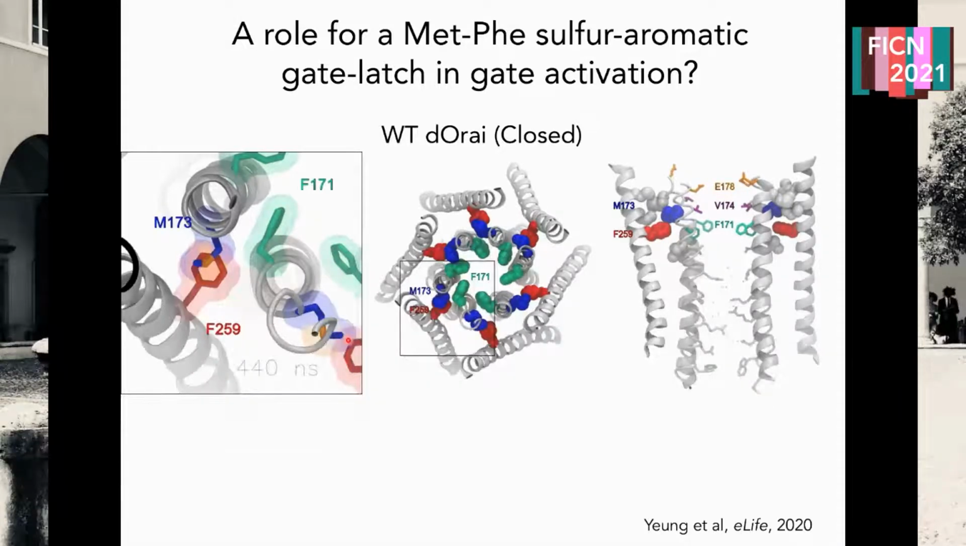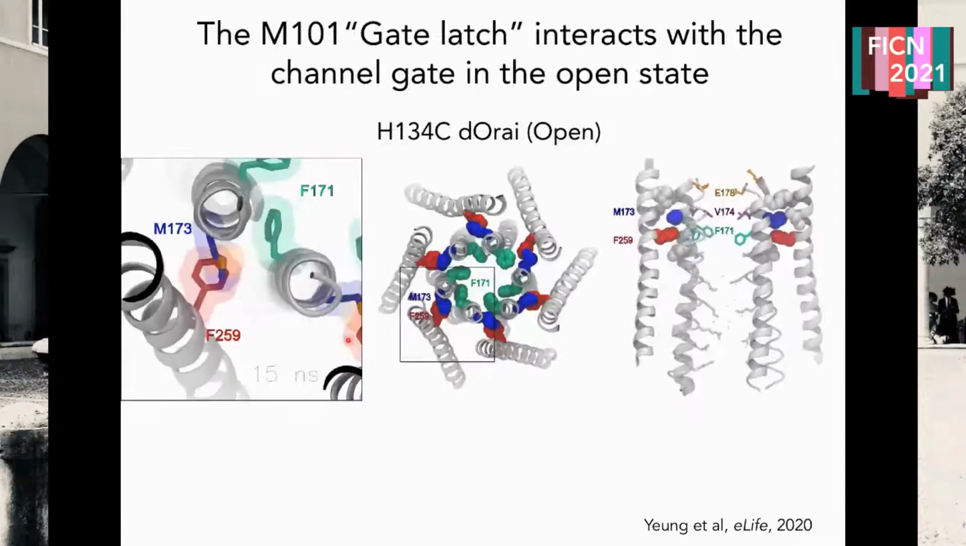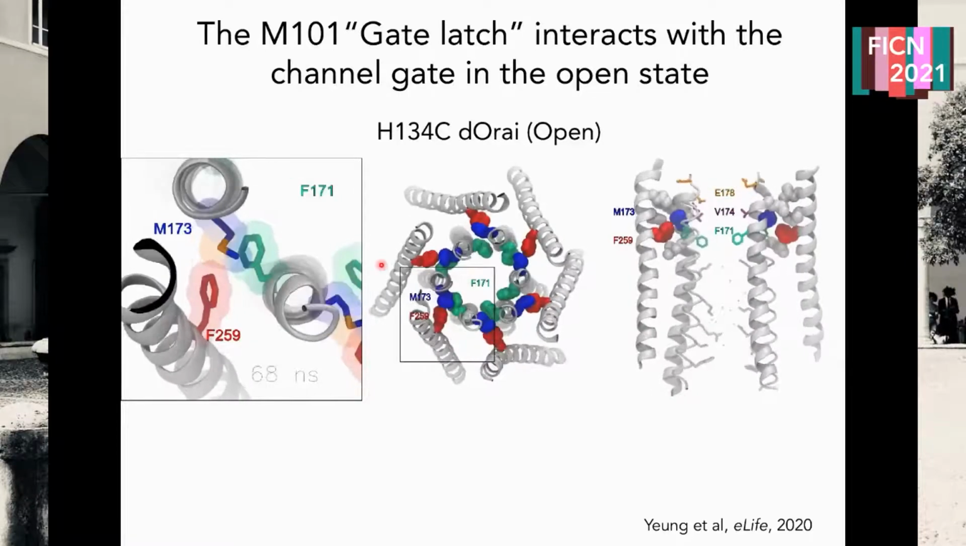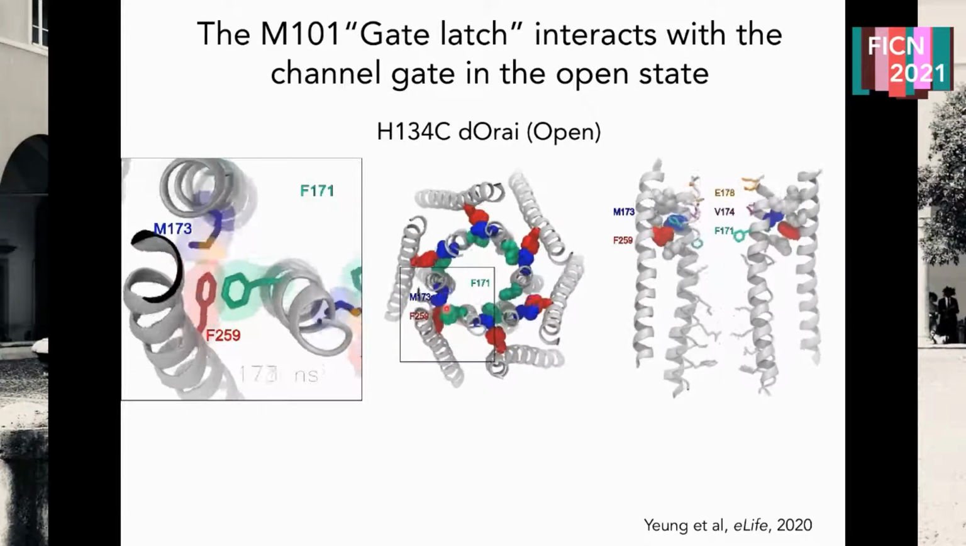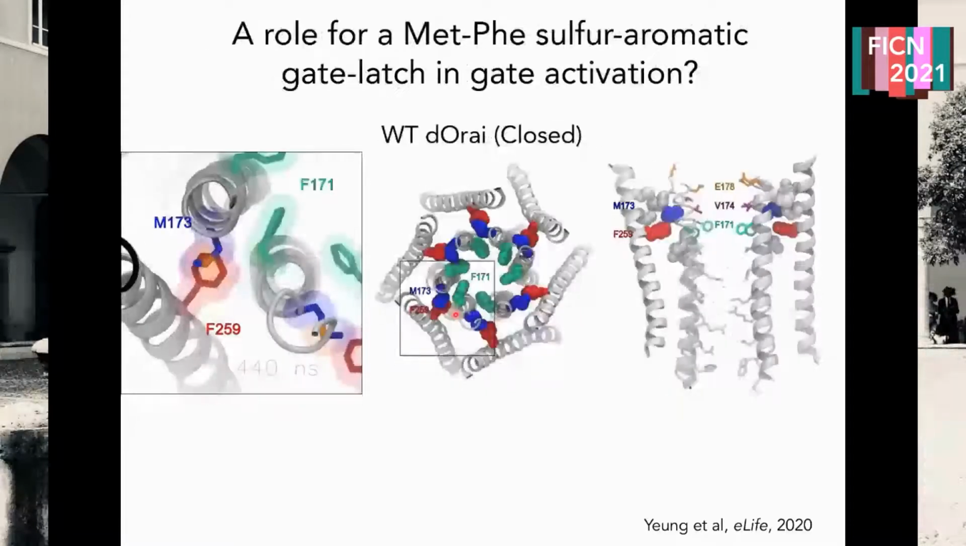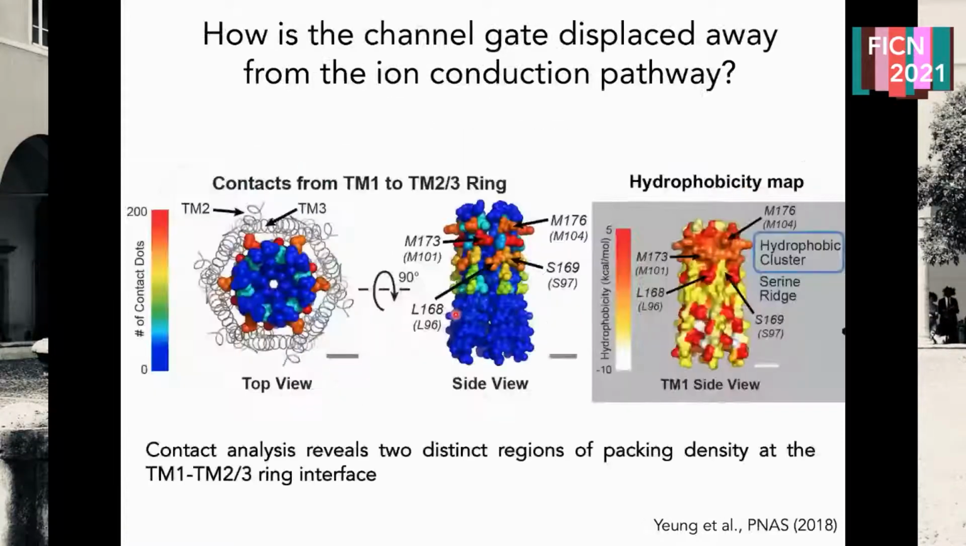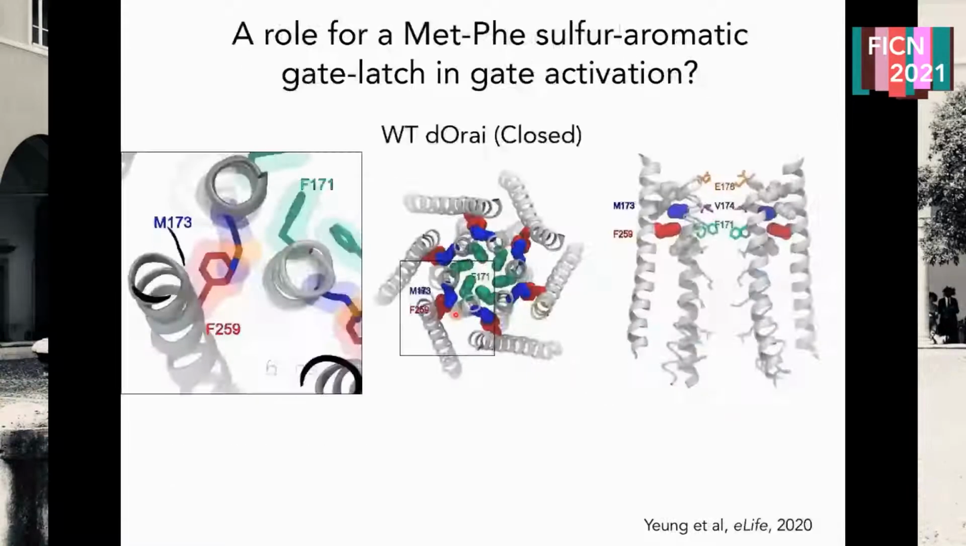So what we found is that this methionine in the open channel was making extensive contacts with the channel gate itself. So the real question from the previous work is, if F99 is a channel gate, what is the signal that's actually causing its displacement away from the ion conduction pathway?